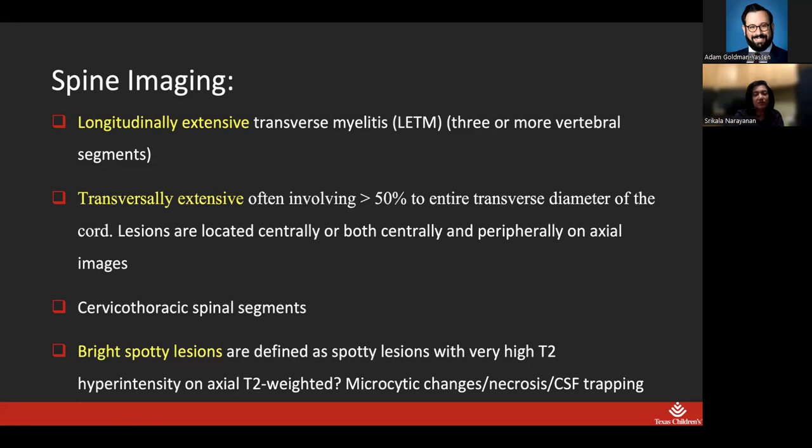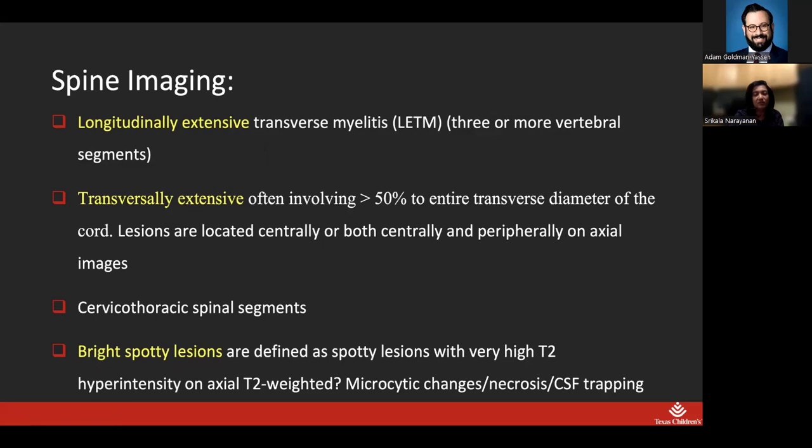They're also transversely extensive. They'll often involve the entire transverse diameter of the cord, or at least more than 50%. These lesions can be located both centrally and peripherally. Typically, they involve the cervicothoracic spinal segments, in contrast to the conus.